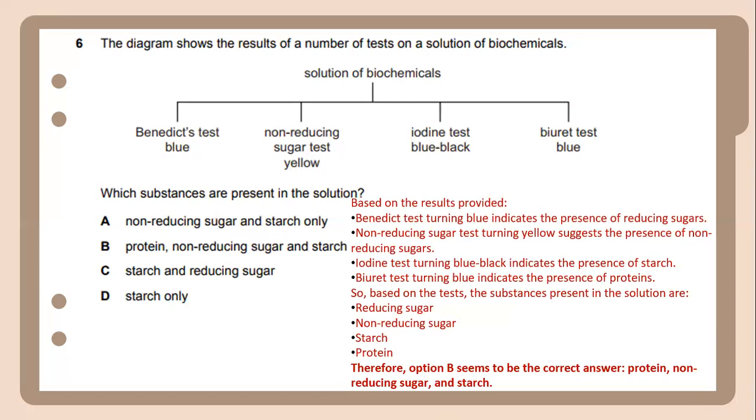Based on the result provided, Benedict's test turning blue indicates the presence of reducing sugars. Non-reducing sugar test turning yellow suggests the presence of non-reducing sugar. Iodine test turning blue-black indicates the presence of starch. Biuret test turning blue indicates the presence of protein. So, based on the tests, the substances present in the solution are reducing sugar, non-reducing sugar, starch, protein. Therefore, option B seems to be the correct answer, which is protein, non-reducing sugar, and starch.